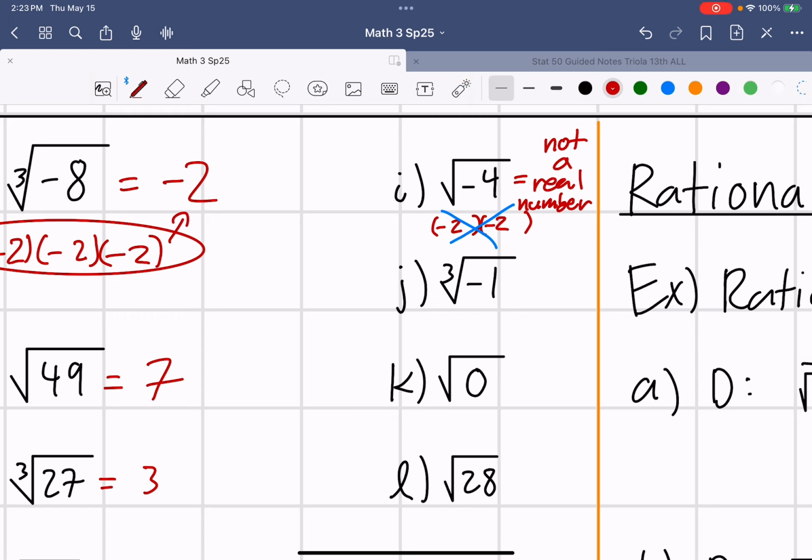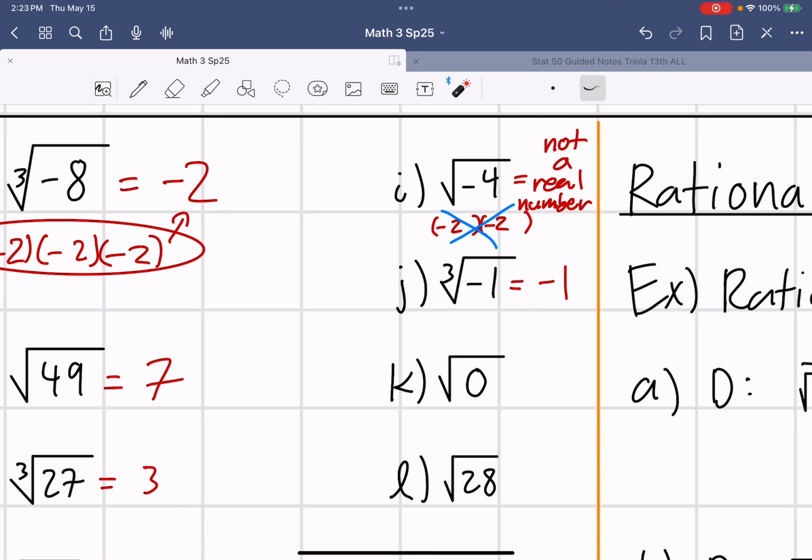Now, cube root of negative 1 is negative 1. Why is that? Because negative 1 times negative 1 is positive 1, but times negative 1 is negative 1. Now, if you notice, that means for cube roots, and honestly it works out with any odd root, you can do negative radicands. With even roots, you cannot do negative radicands.